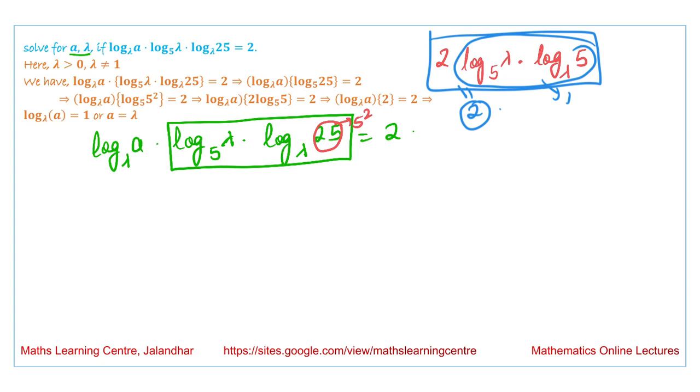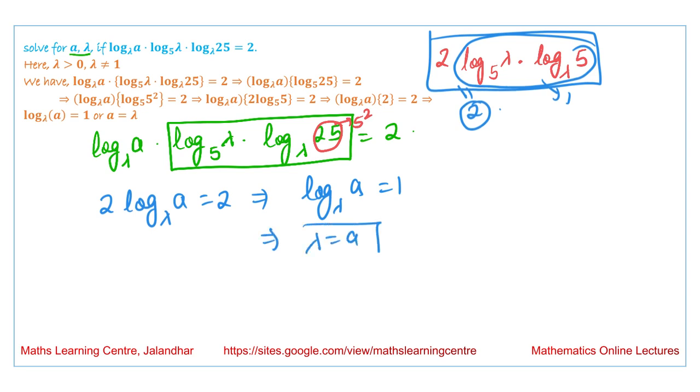So what we are left with is 2 times log of a to the base lambda is equal to 2. This implies log of a to the base lambda is equal to 1. So this implies that lambda is equal to a. This implies lambda is equal to a.